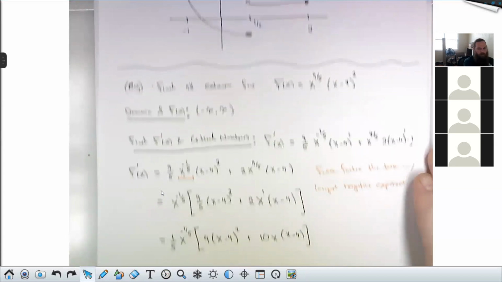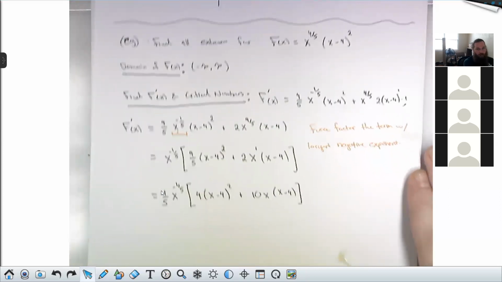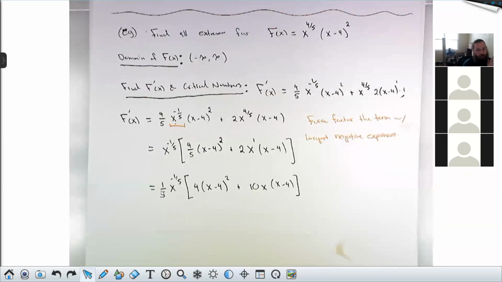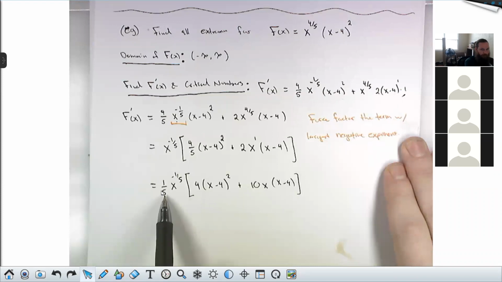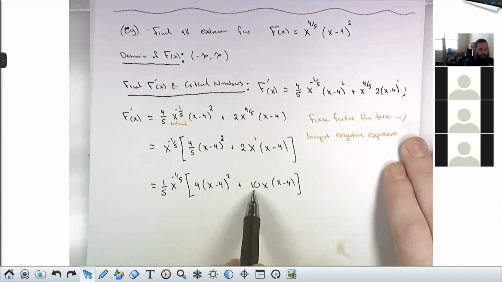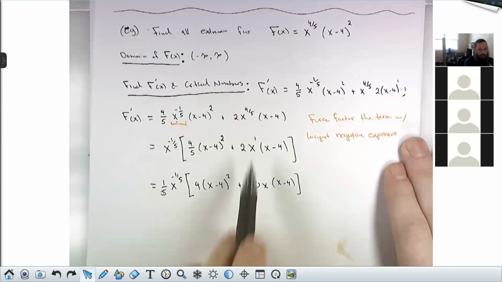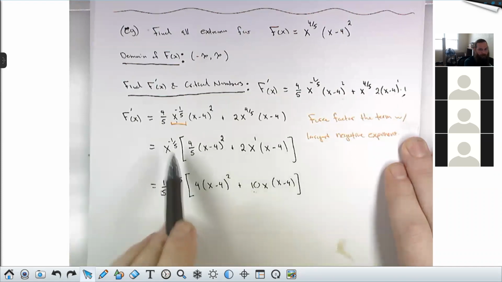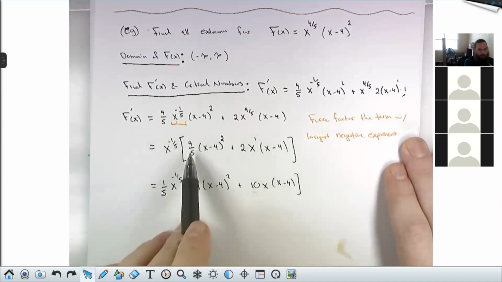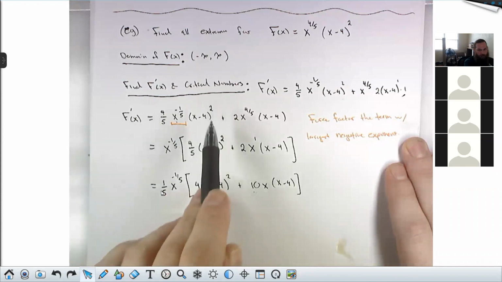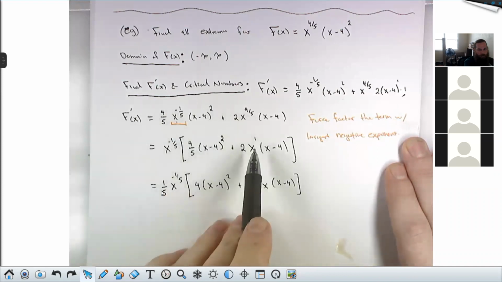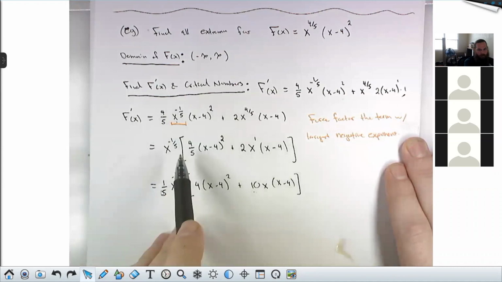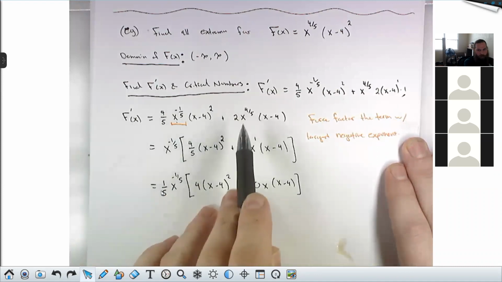The algebra steps here are a little bit tricky, so you're going to need to go back through this carefully and justify each of these steps. But notice that if you distribute the 1/5, this would become a 4/5, and this would become a 2. 10 times 1/5 is 2. 4 times 1/5 is 4/5. And similarly, if you come back a step and redistribute this x to the negative 1/5, this would become 4/5 x to the negative 1/5 times (x minus 4) squared. And this would be x to the 1 times x to the negative 1/5, which is indeed x to the positive 4/5.